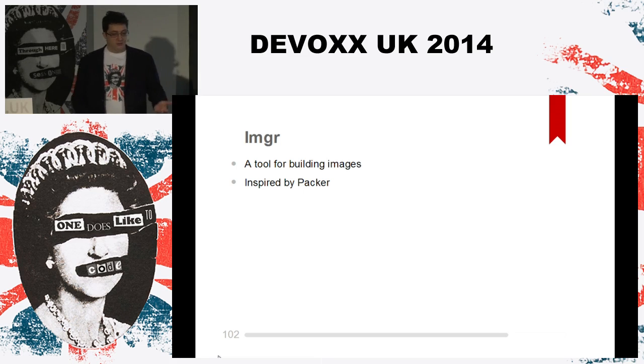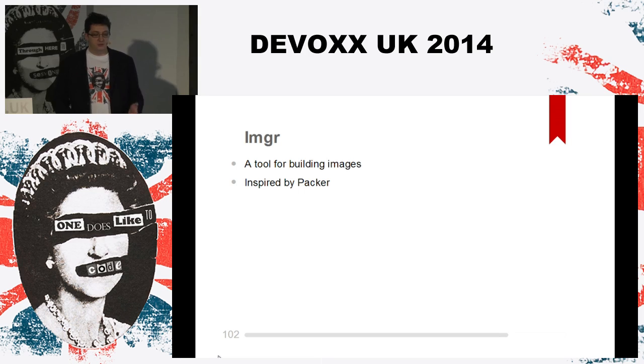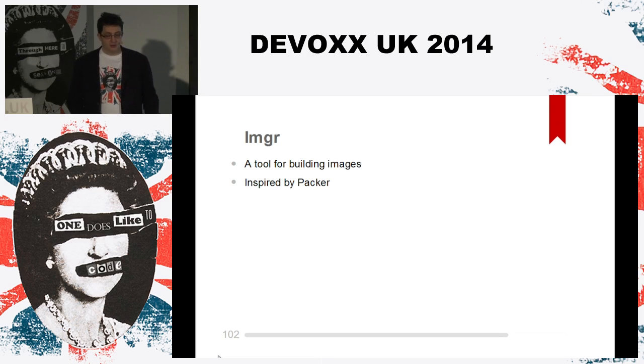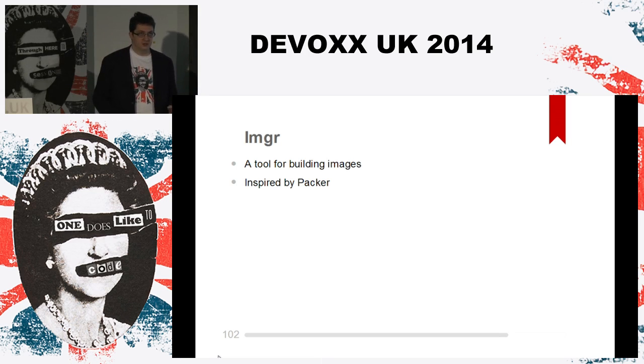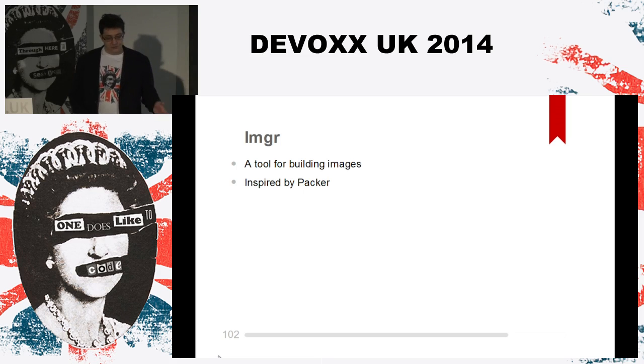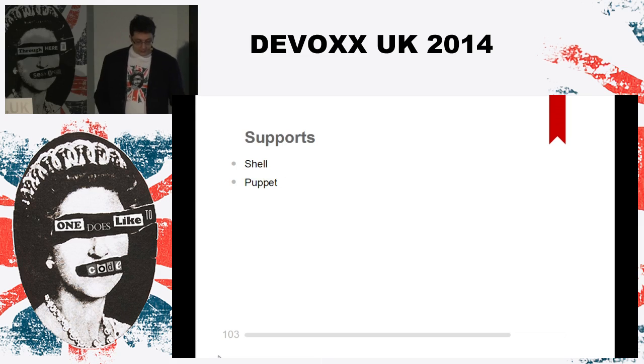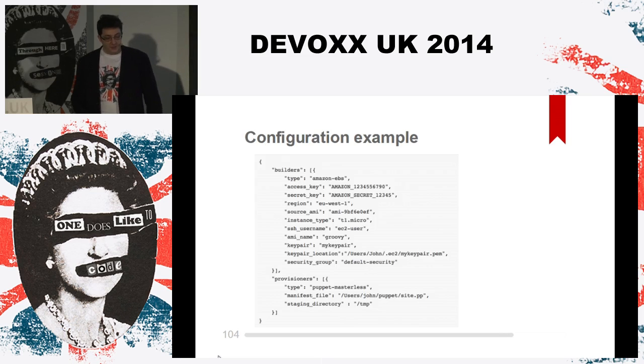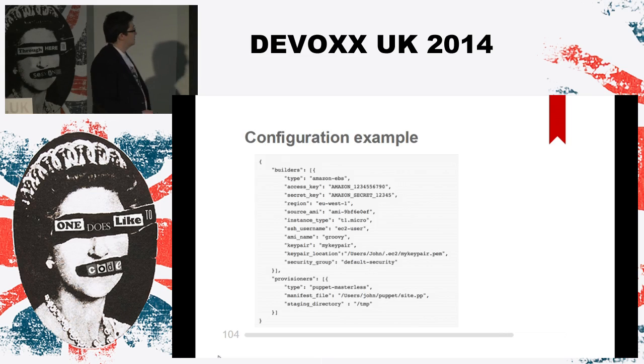So we created another simple tool that was a wrapper around some other AWS APIs, which was inspired by Packer, which is a similar tool, which I think is now much more advanced than what we did in Imager. But still, we integrated Imager with the same stack that we had. And the simple example for Imager looks like that.